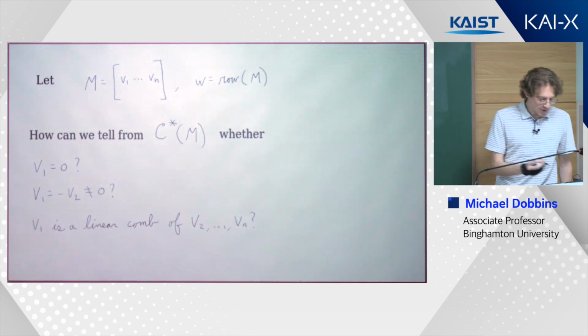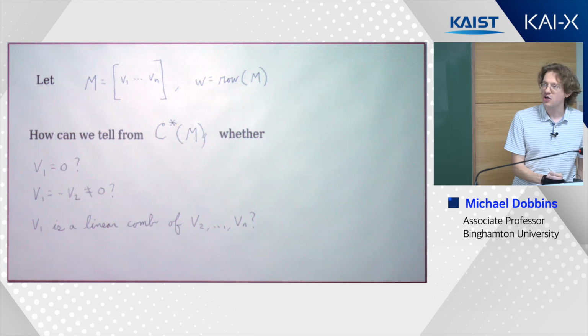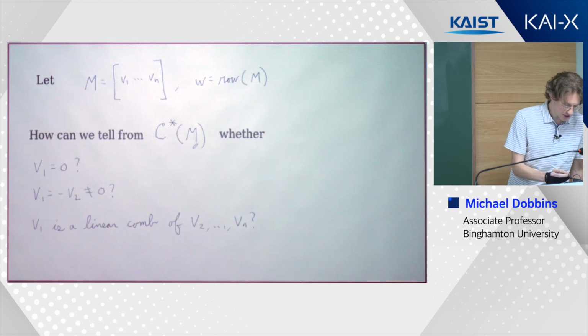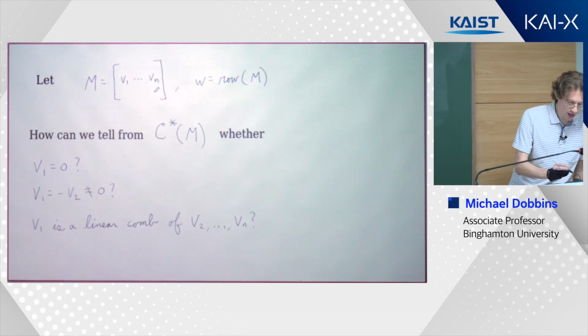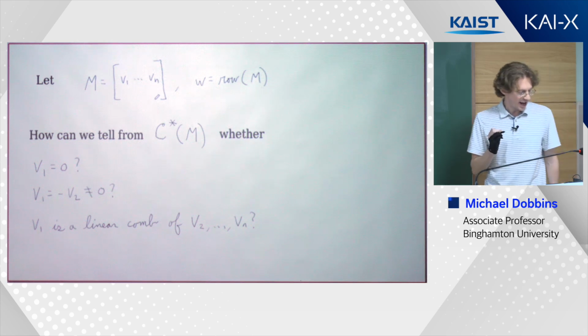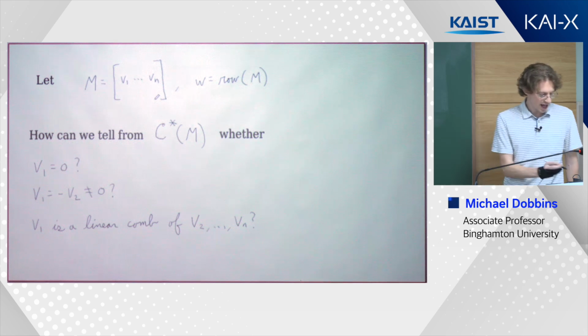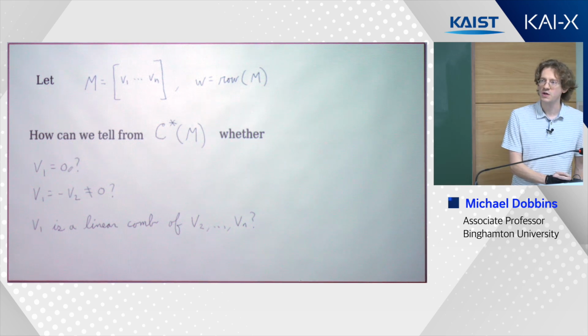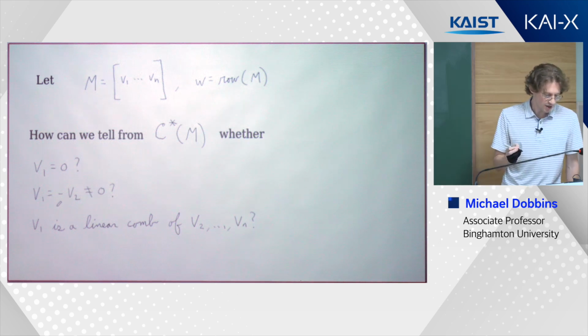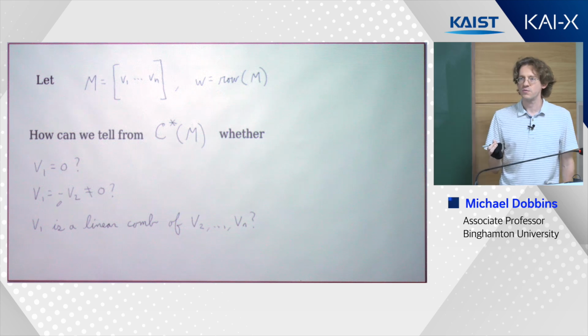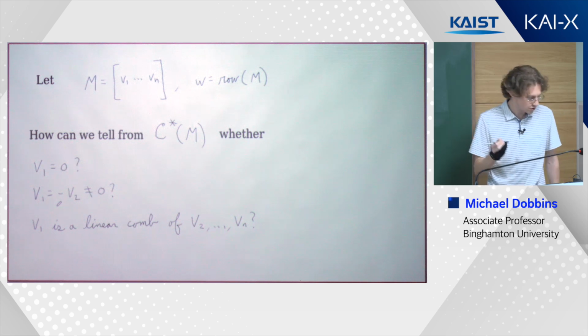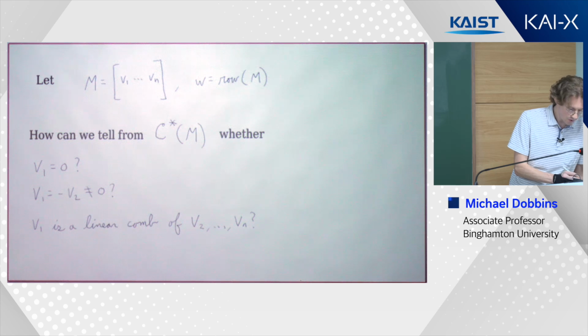So I'm going to define at some point the co-circuit set of a matrix. And this is going to depend on the columns of this matrix, which I denote v1 through vn. And from this information, I want you to think, how can you tell if the first column is all 0? How can you tell if the second column is the negative of the first column? And how could you tell whether the first column is a linear combination of the rest of the columns? So that's something you can try to think about when I go through these other definitions.